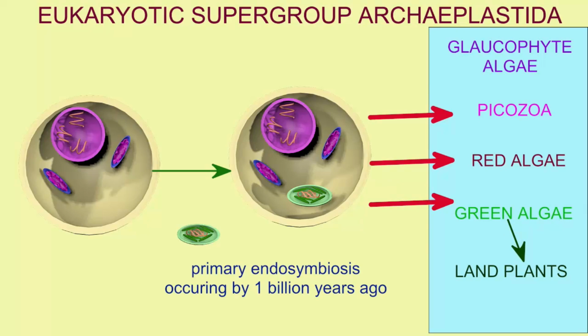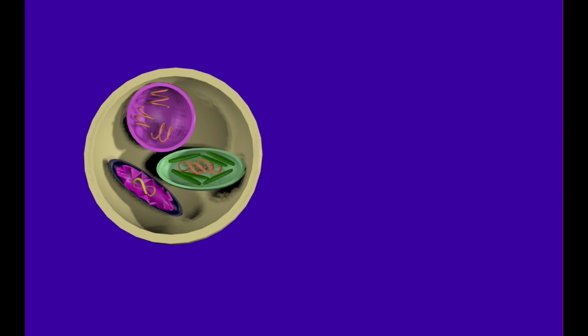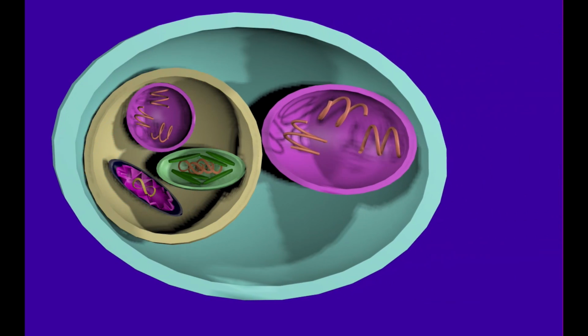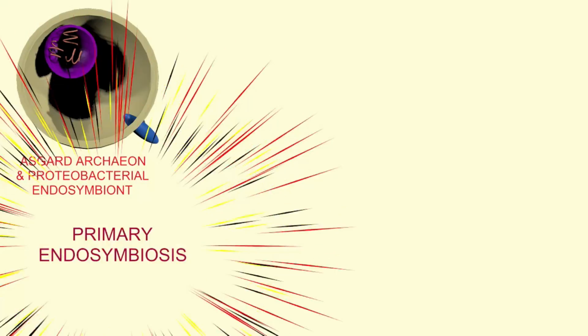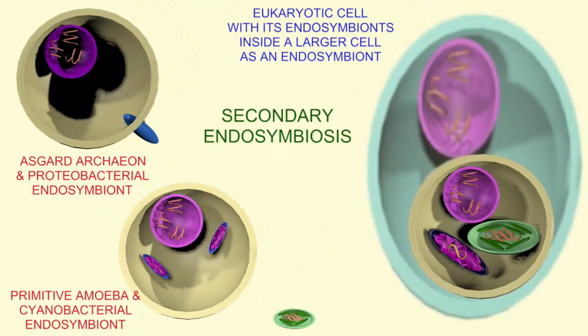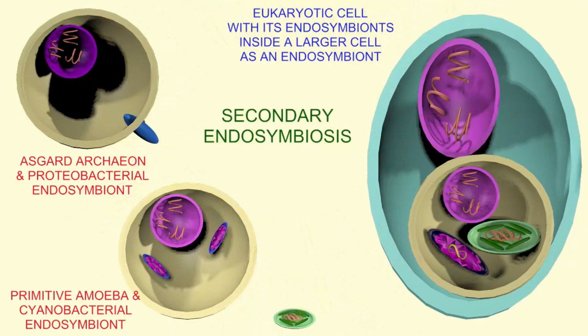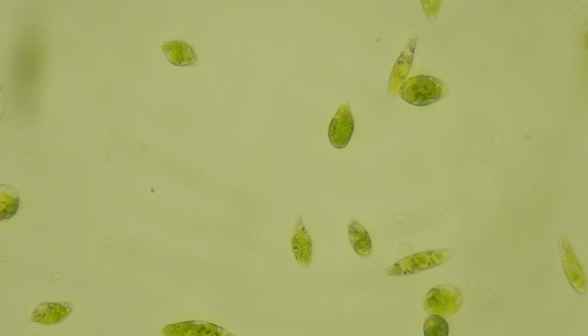So the ingestion of a bacterium is a primary endosymbiosis. The ingestion of a eukaryotic cell, which has endosymbionts inside it, so that this eukaryote becomes a new endosymbiont, is what is known as secondary endosymbiosis.